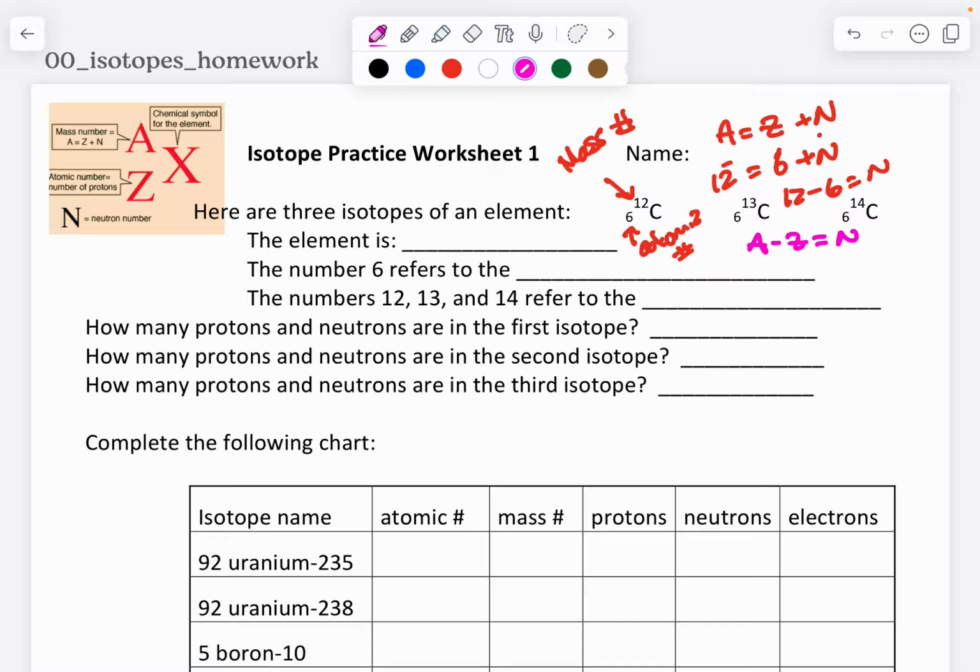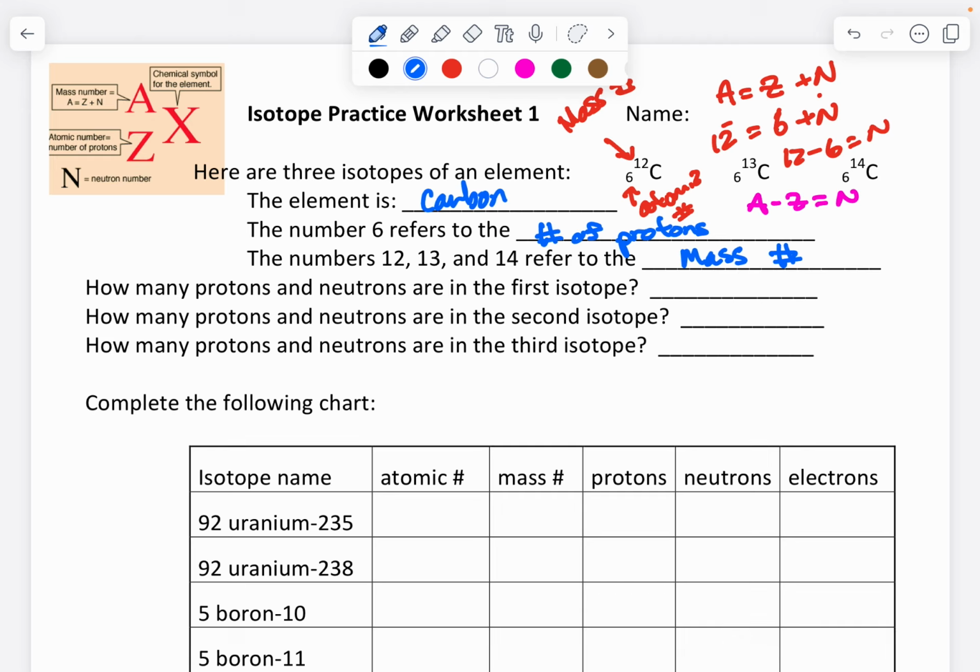So, this element is carbon, and the number 6 refers to the number of protons. Remember, the number of protons always stays the same for the element. The numbers 12, 13, 14 refer to the mass number. So how many protons and neutrons are in that first isotope? That would be 6 and 6, because you have 12, as we just did right here. So that would be 6 protons, 6 neutrons.